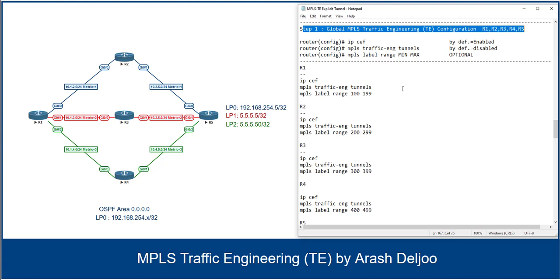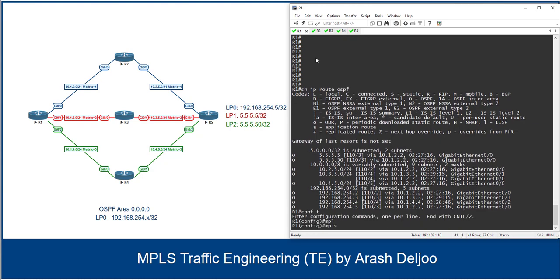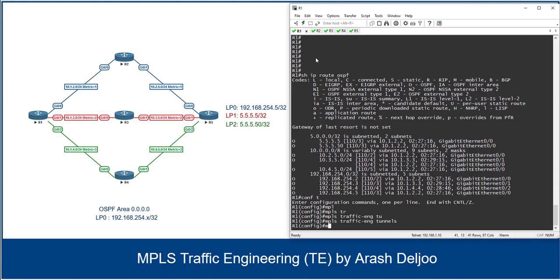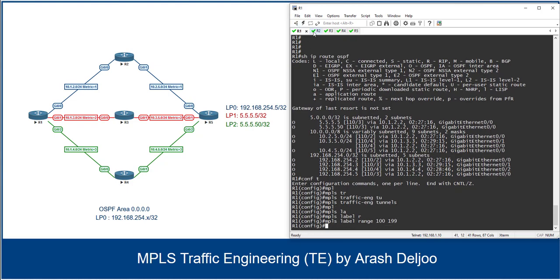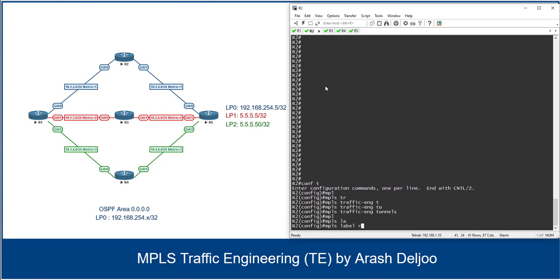Router 1, router 2, router 3, and router 5. Let me configure this step. We can start from router 1. Here, you know that we need to configure globally MPLS traffic engineering tunnels on router 1. Also, MPLS label range between 100 and 199. That's it. The next router, router 2: MPLS traffic engineering tunnels, okay, global command, and MPLS label range 200 to 299.